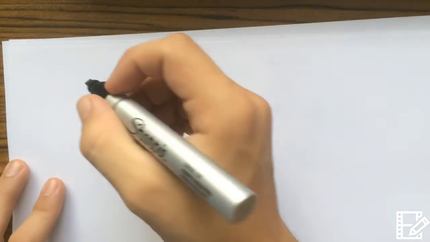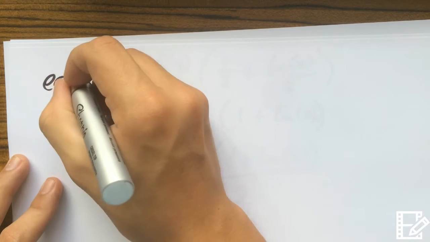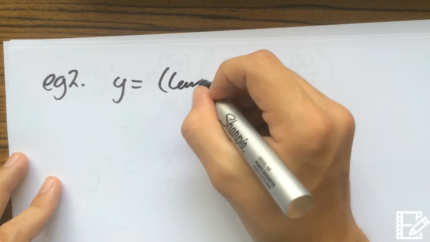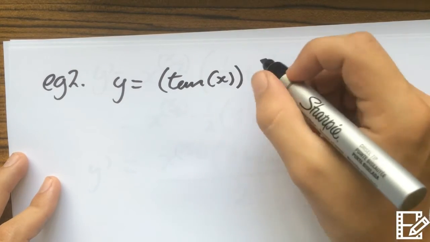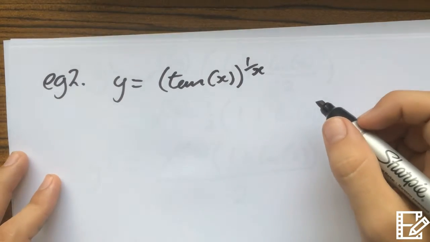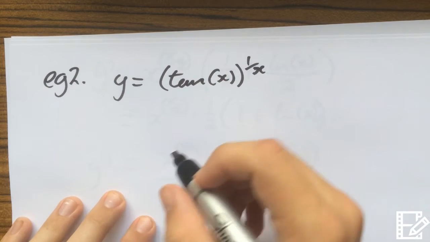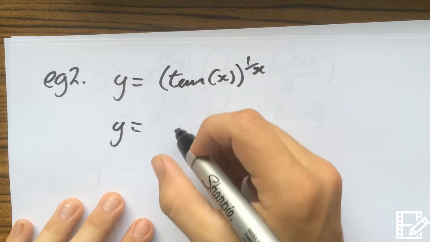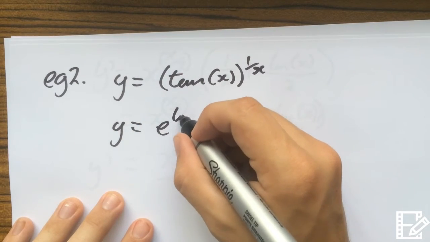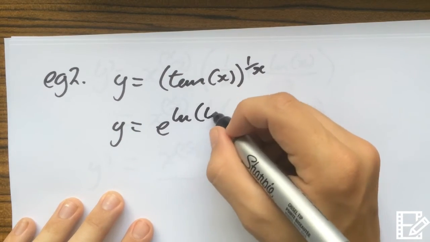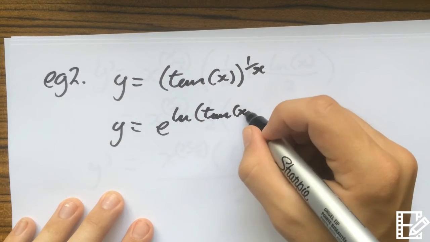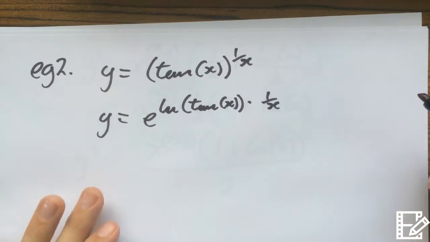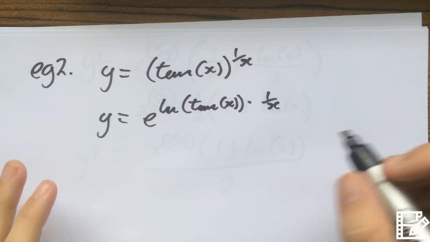Now, this one should be a little easier actually. But example 2, we have y equals tan x to the power of 1 over x. Just like before, we have still y, but we're going to raise it. So we're going to have e to the power of ln of tan x multiplied by 1 over x. Okay?